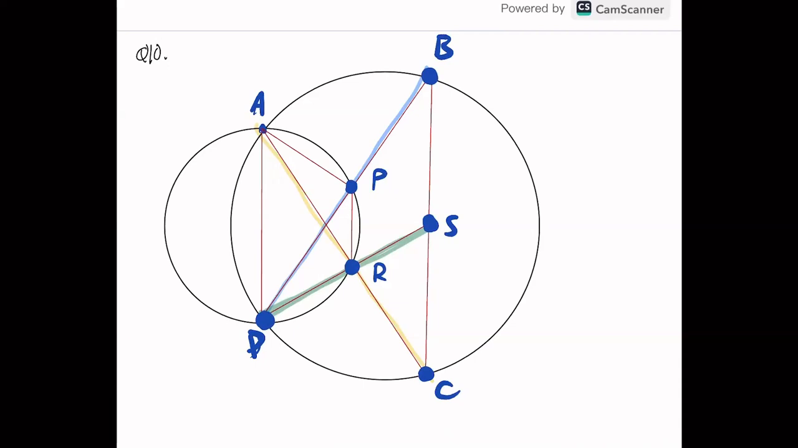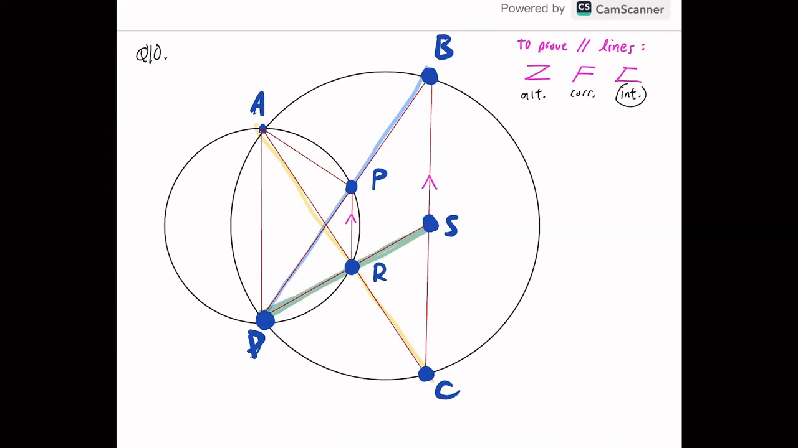PR parallel to BC. So what are the three rules you can use for proving parallel lines? Maybe I'll just draw an arrow first. The three letters you must remember. I'll just tell you, Z, F, and C. What do they stand for? Alternate angle. Correct. Corresponding angle. Interior angle. Exactly.